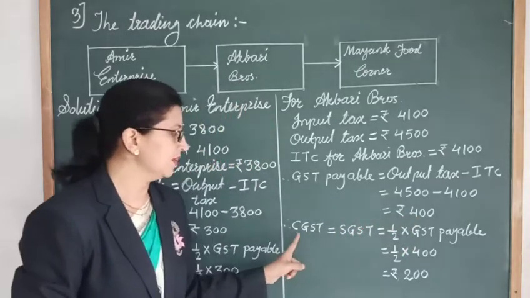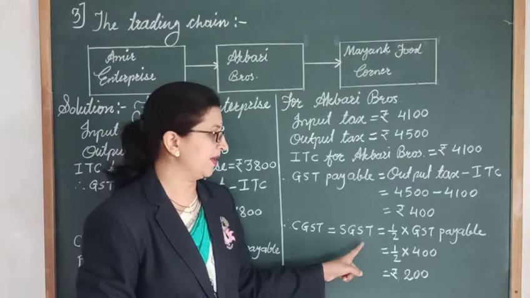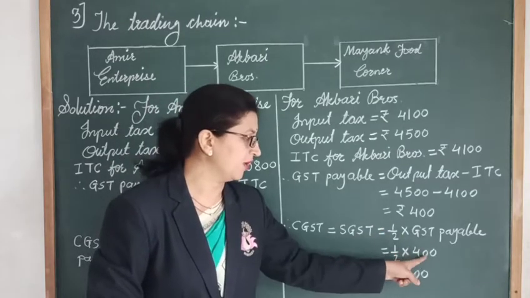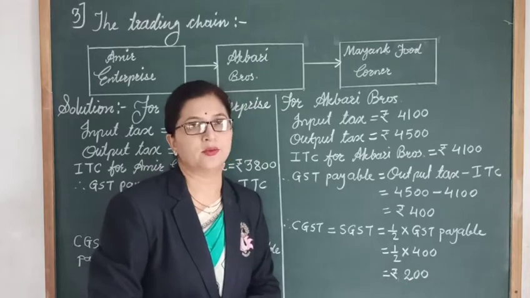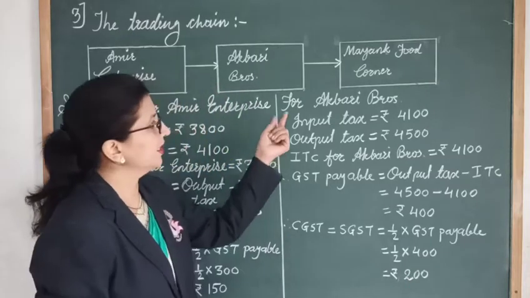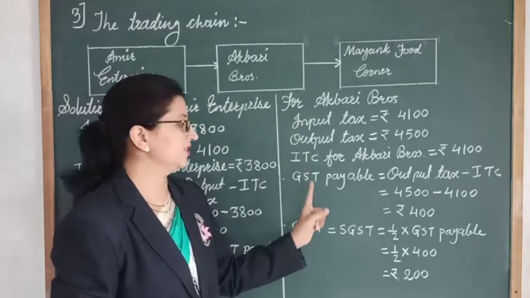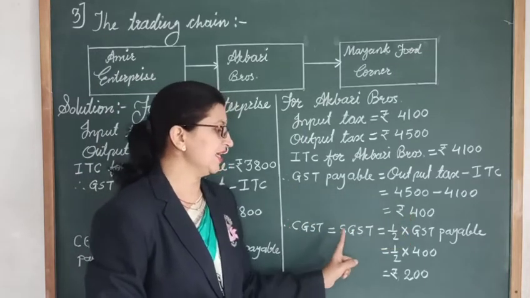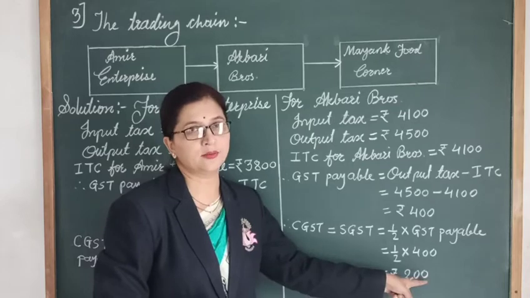So here also CGST and SGST payable is equal to half of GST payable. So half of 400, that is 200 rupees. So here for this Akbari Brothers, the GST payable is 400 rupees. CGST, SGST is 200 rupees.